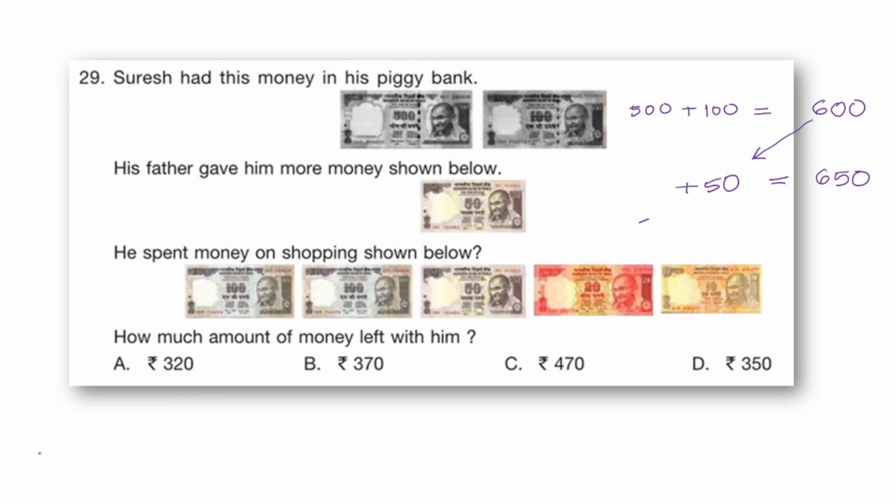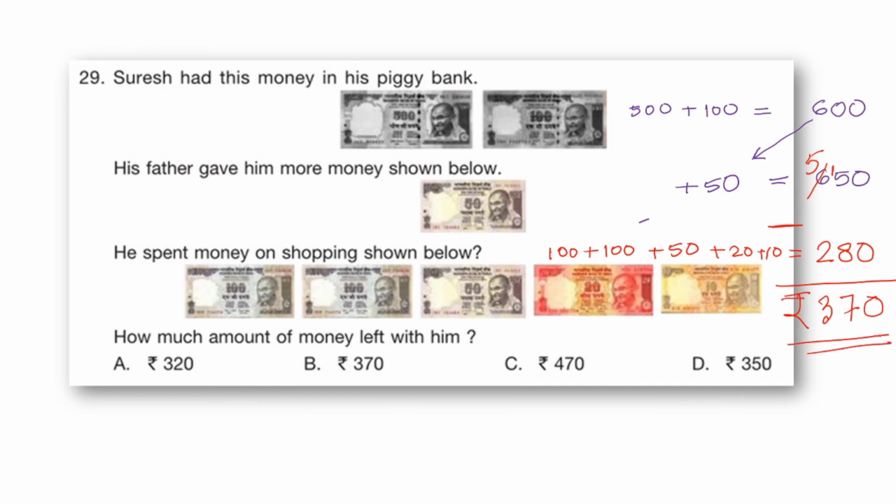Now he spends 100 plus 100 plus 50 plus 20 plus 10, which is equal to 20 plus 10 is 30, 30 plus 50 is 80, and 100 and 100 is 200. So 280 is what he spent. Now how much is he left with? We need to just subtract. 0 minus 0 is 0. 5 will borrow from 6 and make this 15. So 15 minus 8 is 7 and 5 minus 2 is 3. So he is left with 370 rupees, which is your option B.